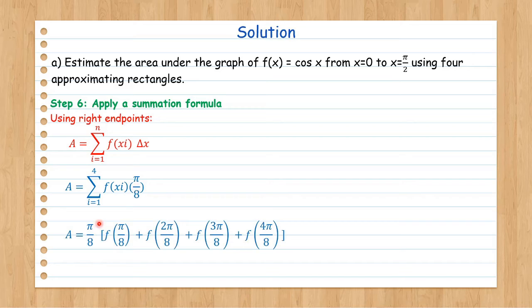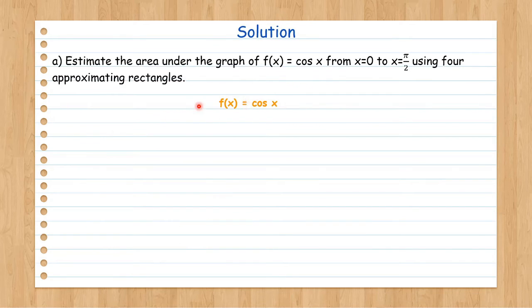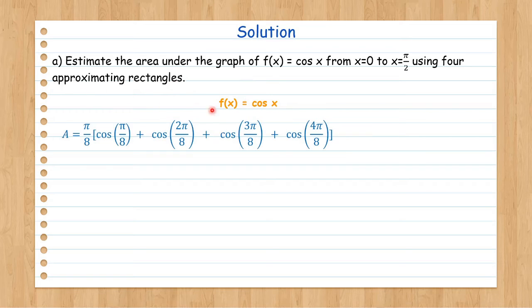I'm bringing this to the front just to make it easier to multiply with. Well, it doesn't matter if you multiply it over here at the back, but it's multiplied by the sum of all of this. So these are just additional steps for explanation purposes. And if I then substitute each of these input values into the function, which is f of x, and our f of x is cos x, right?